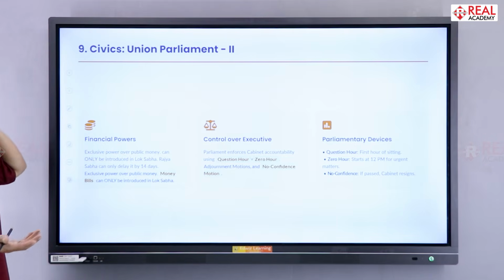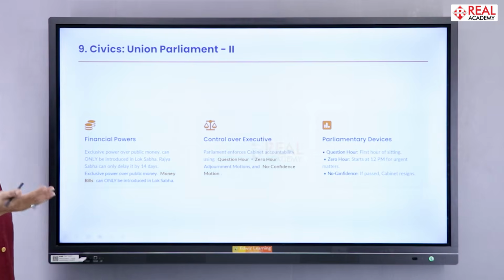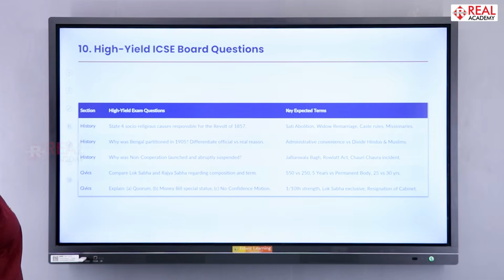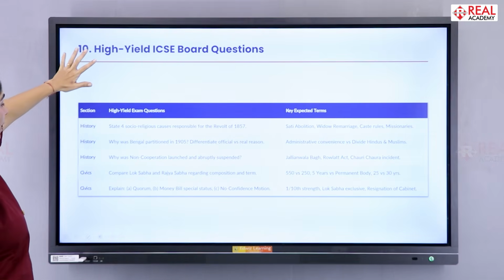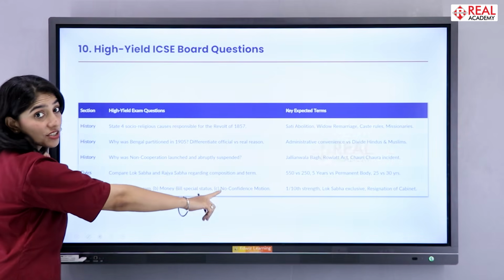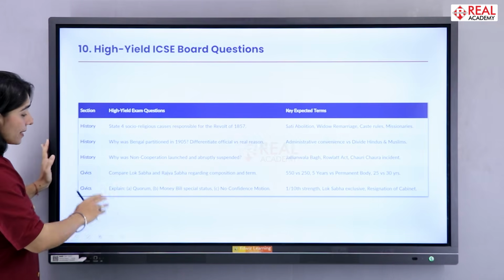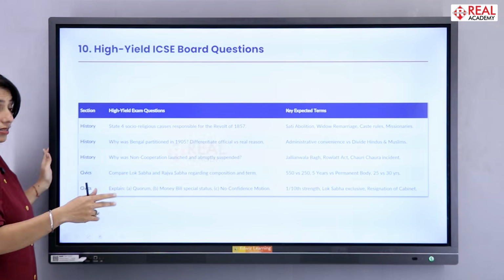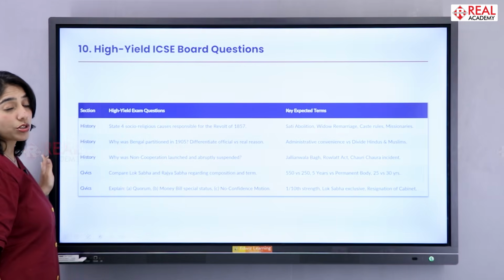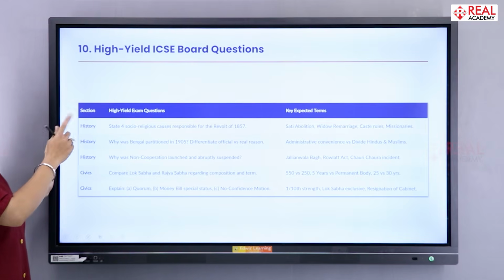Except for this, the composition of Lok Sabha and Rajya Sabha, and I'm sure chapters number 8 and 9 you already have a good hold on, because you've already studied them in the past. This is what I assume. When we talk about high yield ICSE board questions in civics, we have compared Lok Sabha and Rajya Sabha regarding composition and term. We just did that. Then from the second chapter, we talk about the quorum, the money bill, and the no confidence motion, which we saw in the previous chapter.